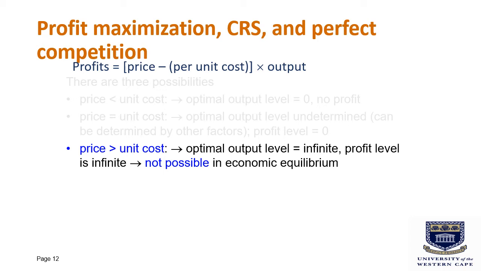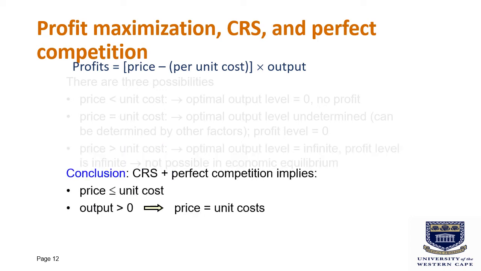But does that exist in an economic equilibrium? Unfortunately, no. Why? We're dealing with perfect competition, right? So in economic equilibrium, unfortunately, that would never exist. That is an ideal situation, right? If you can produce an infinite amount and make an infinite amount of profit from it. So unfortunately, with constant returns to scale and perfect competition, what that would imply is that at least the price must be less than or equal to our unit cost. And we were producing at least more than zero output. But that only occurs when the price is equal to the unit cost.